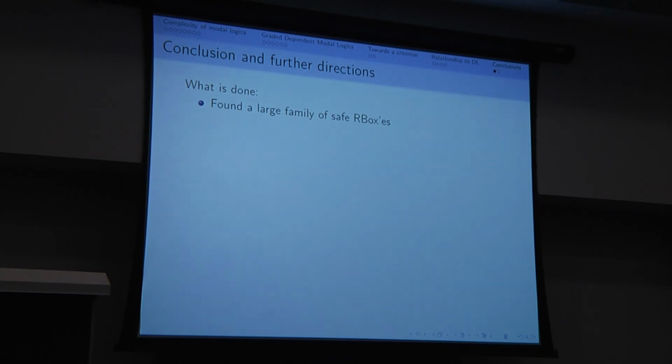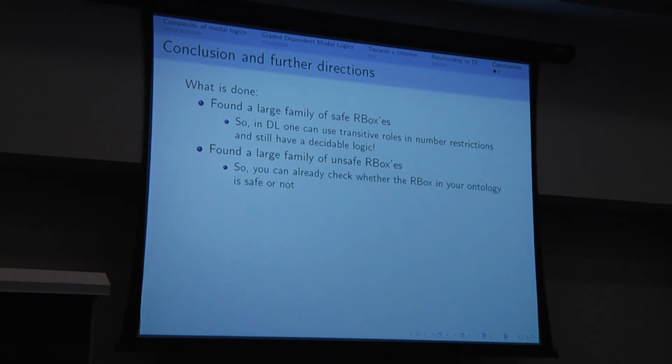So the conclusion: we have found a large family of decidable logics, logics with safe RBoxes. So we say that you can use transitive relations in graded modalities or in number restrictions and still have a decidable logic. And we found a large family of unsafe RBoxes. So we suggest just to check, if you have an ontology, whether it has a safe or unsafe RBox. And then if it has a safe RBox, then you can freely use number restrictions. But we need, of course, another reasoner for these logics.